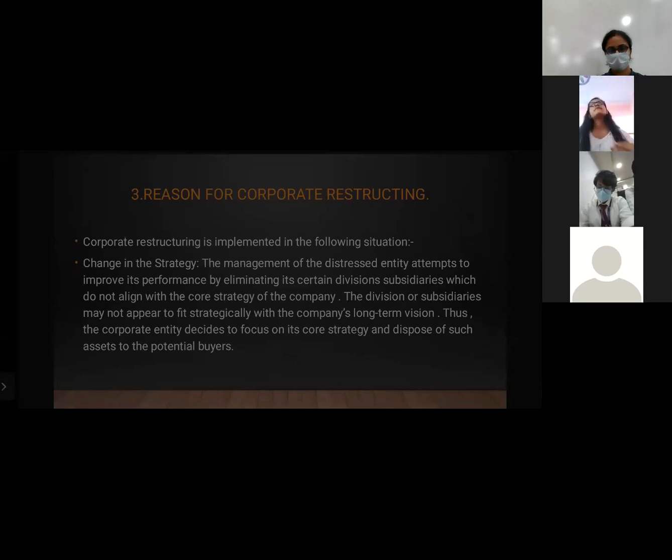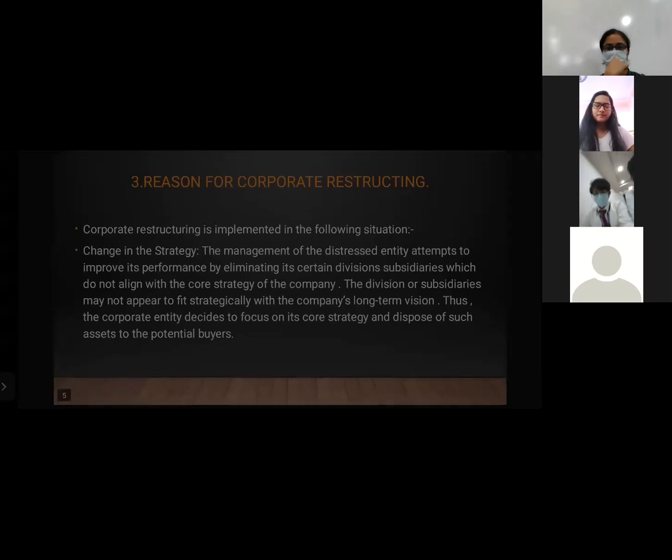There are mainly three reasons for corporate restructuring. First one is change in strategy. The management of the distressed entity attempts to improve its performance by eliminating certain divisions or subsidiaries which do not align with the core strategy of the company. The divisions or subsidiaries may not appear to fit strategically with the company's long-term vision. Thus, the corporate entity decides to focus on its core strategy and dispose of such assets to potential buyers.